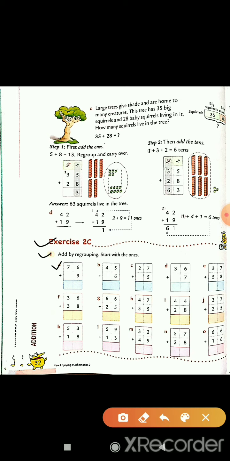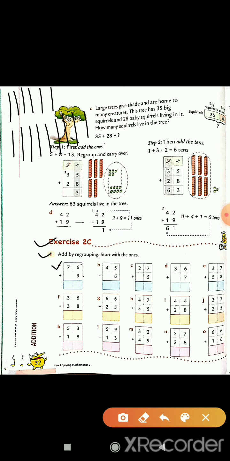76 and 9. Start with the ones, 6 and 9. So 1, 2, 3, 4, 5, 6. 1, 2, 3, 4, 5, 6, 7, 8, 9. Which is the bigger number? 9. So after 9, 10, 11, 12, 13, 14, 15. What we got? 15. So 15 can be regrouped as 1 ten and 5 ones. So you write 5 at the place of ones and 1 will be carried to the tens column.